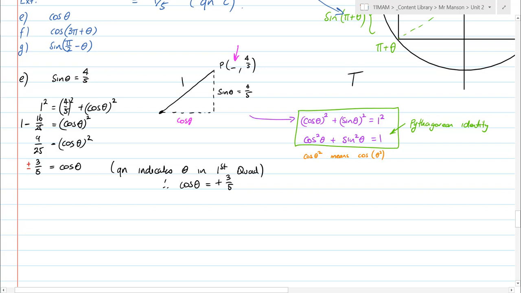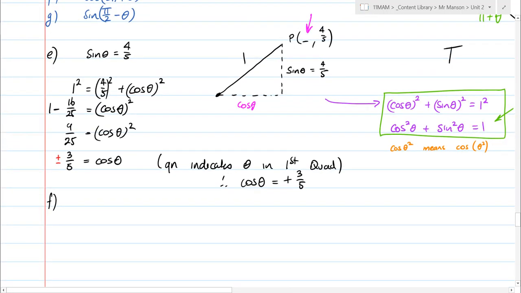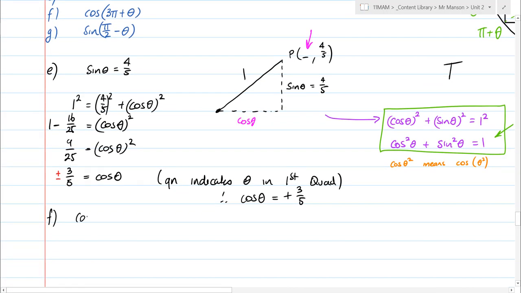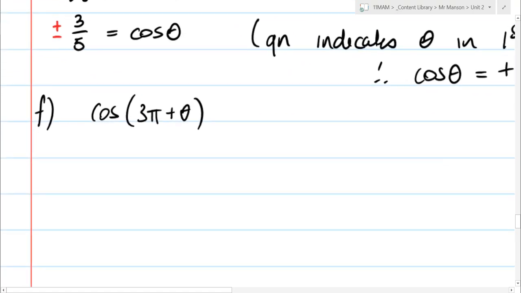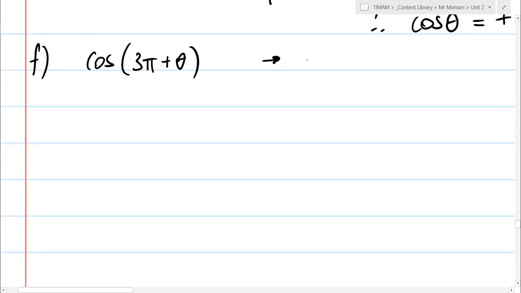E is quite logical but a little bit beyond what you need for right now. And F follows from E. So now question F, which you couldn't have done before. So I've just scaffolded the question. 3 pi plus theta, I know this. I know that cos of theta, where theta is in the first quadrant, is equal to 3/5.